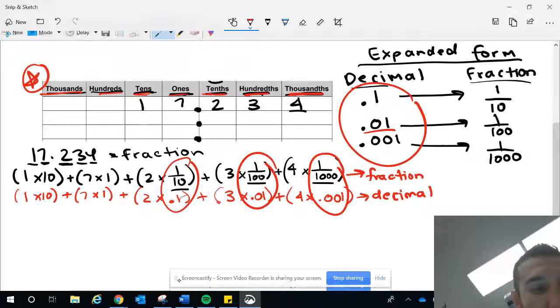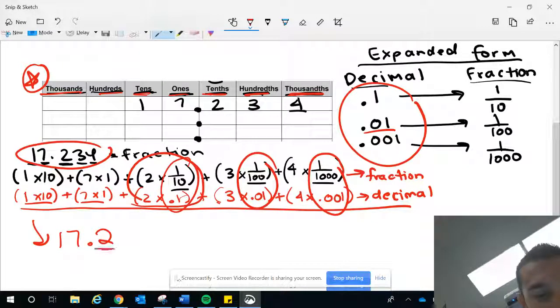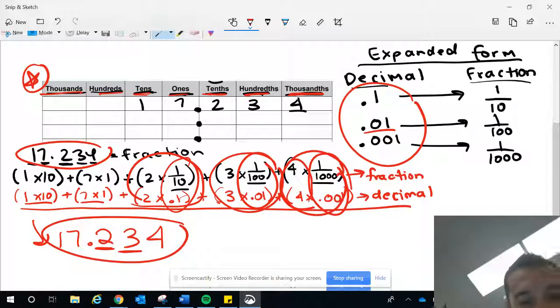Standard form, right? It might give you this right here in expanded form. It's going to say write in standard form, which is right here. You will look: well, I know my 1's in my tens spot, 7's in my ones spot, my 2's in my tenths spot. I know my tenths is right here. I have 3 in my hundredths spot, and it's right here. I have a 4 in my thousandths spot. So this is my number right here.